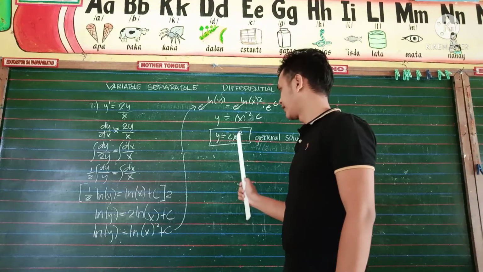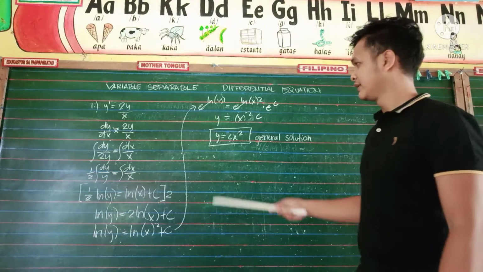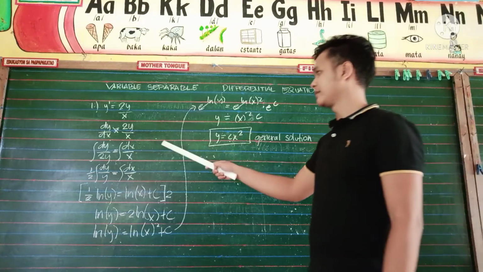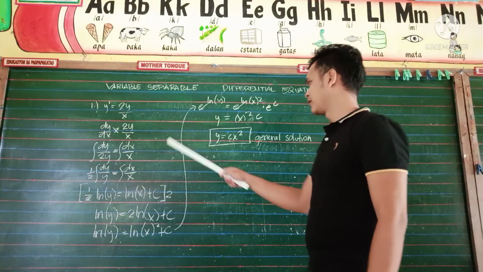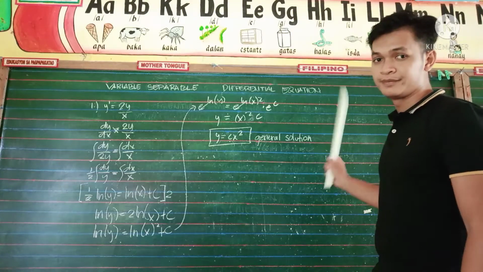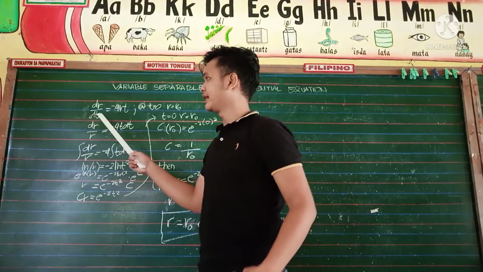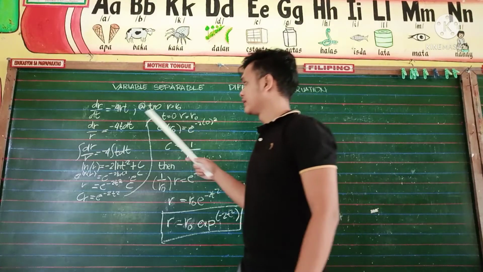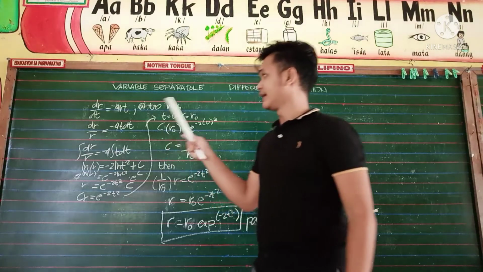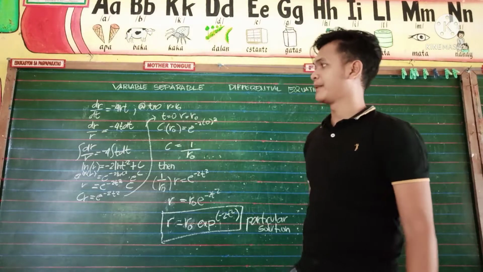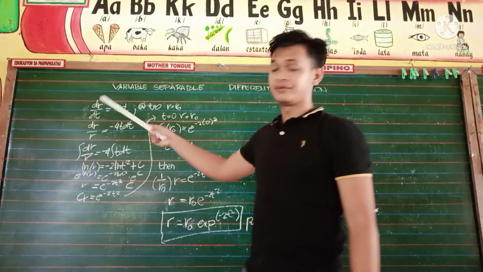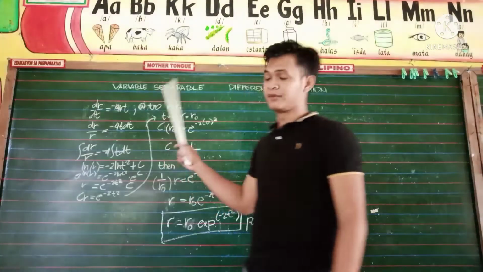In this answer the constant is not defined, so the solution here in variable separable example number 1 is a general solution. Another example is dr over dt is equal to negative 4rt, where t is equal to 0 and r is equal to r sub 0. So use r as the variable of x and t as the variable of y.